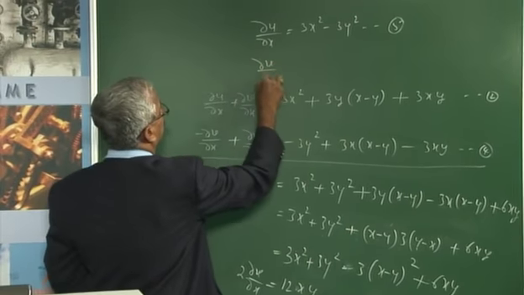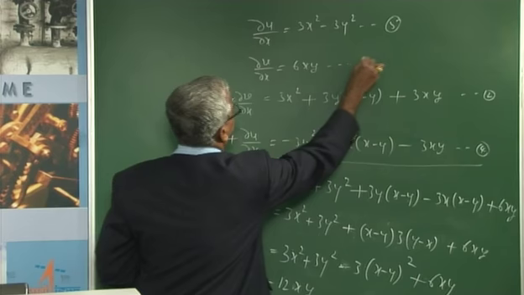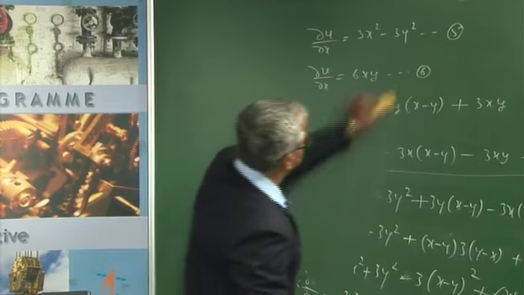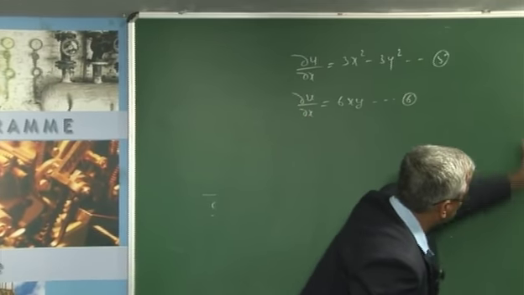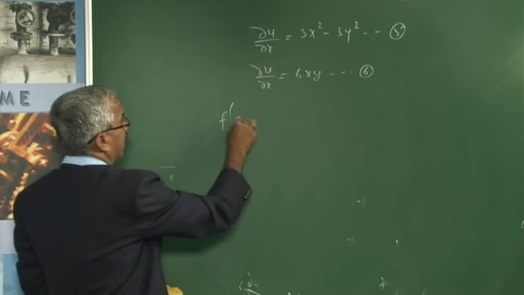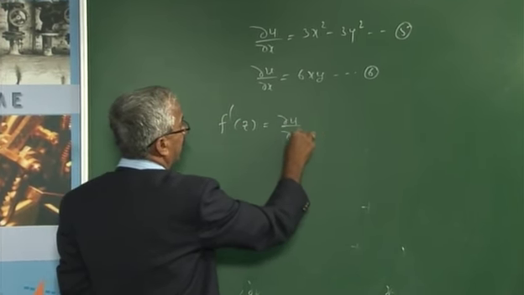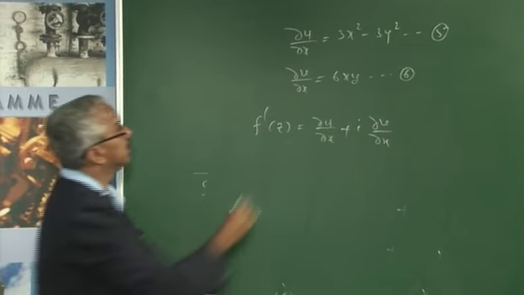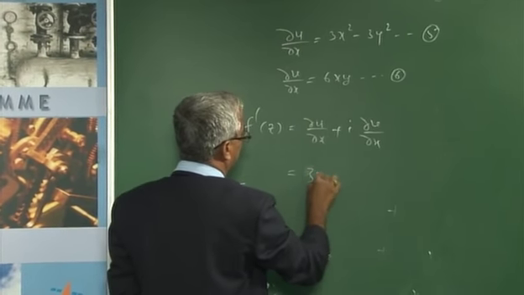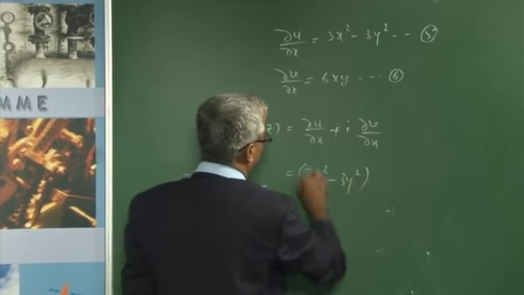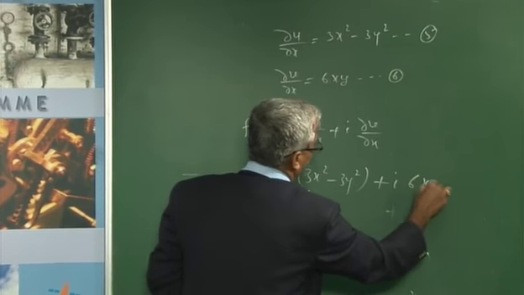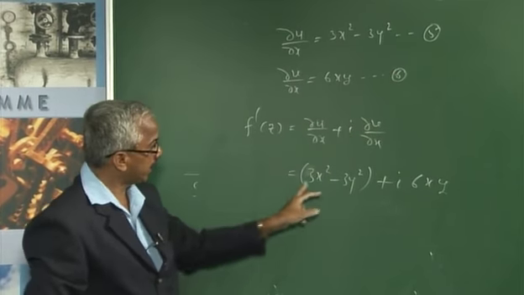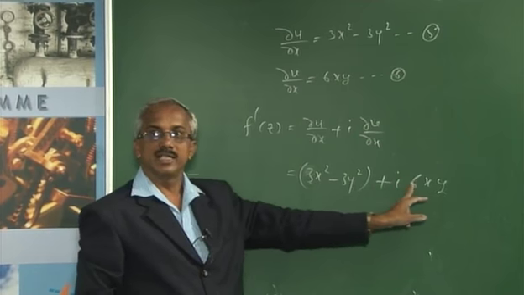Therefore, I can get that dou v by dou x is equal to 6xy. This is 6. We can get that result. From this, you have to observe, I can find the analytic function for this case. Consider f dash z is equal to dou u by dou x plus i into dou v by dou x. This is as usual the derivative function. Use this one. This is 3x squared minus 3y squared plus i into 6xy.